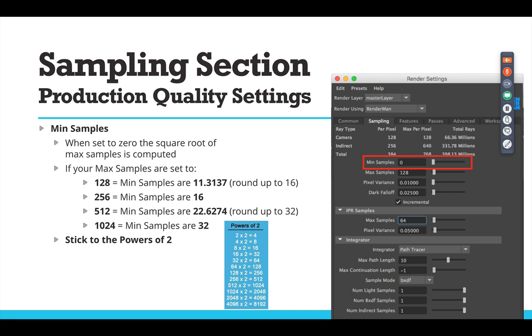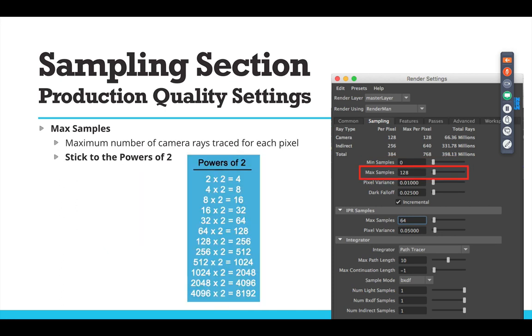Now, for the max samples, exactly the same thing. The max samples are the maximum number that it's going to dump into your scene. Stick to the power of 2, again, more efficient, because we're dealing with bulk numbers.